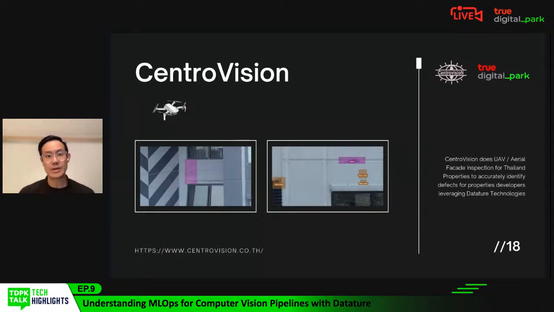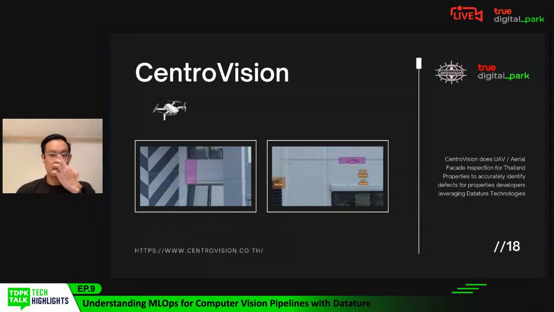Would you rather send someone climbing with a harness all the way up 20, 30 floors, or would you send a drone, using the power of AI, capture these images, run them through an AI algorithm, and then detect where the cracks are? Central Vision does that, together with Datature, where we provide Central Vision the ability to train multiple models for multiple real estate developers and multiple different kinds of buildings. Together, we are able to bring a lot of value to many people in Thailand as well.